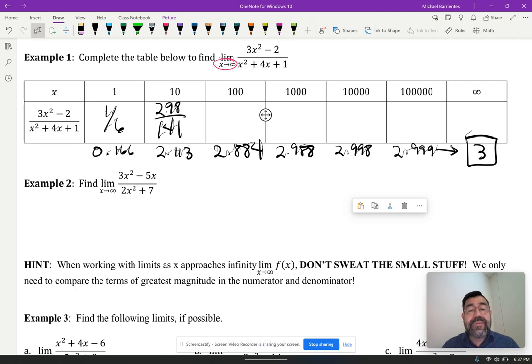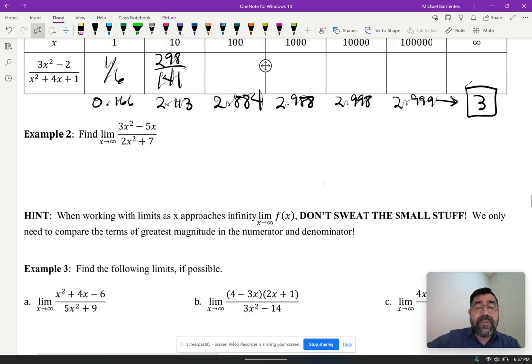So one of the things we're going to find out is whenever we deal with limits at infinity, because we're growing the x, and x is just getting bigger and bigger, really it's a race. It's a race to see who gets bigger faster. Does the numerator get bigger faster than the denominator? Or does the denominator get bigger faster than the numerator? Or do they get big at a relatively same rate?